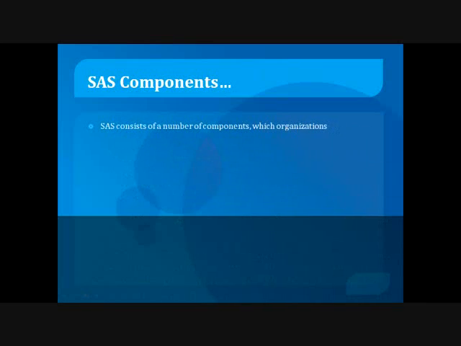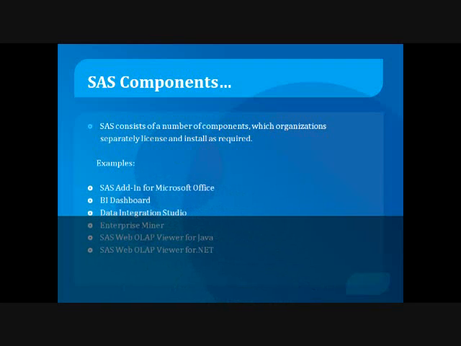SAS components. SAS consists of a number of components which organizations separately license and install as required. Examples: SAS Add-In for Microsoft Office, Business Intelligence Dashboard, Data Integration Studio, Enterprise Miner, SAS Web OLAP Viewer for Java, SAS Web OLAP Viewer for .NET.